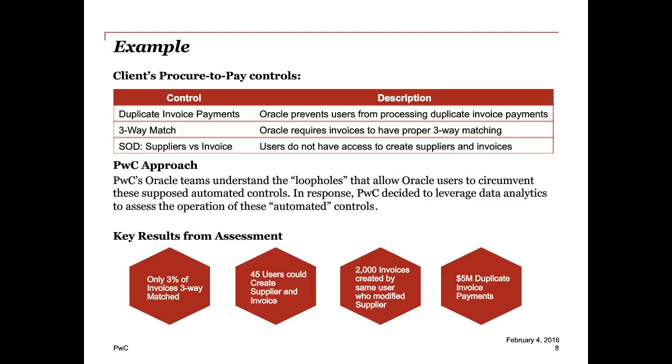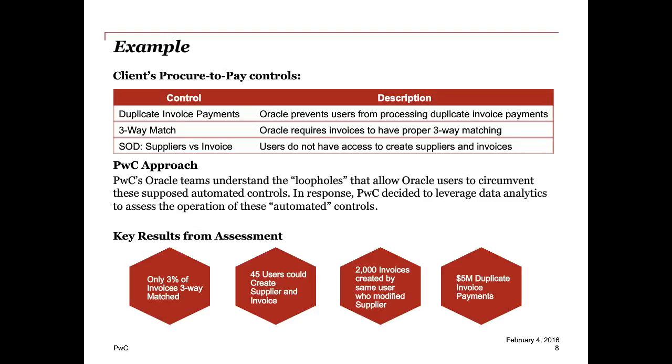And then segregation of duties. They wanted to make sure users who had access to create suppliers did not also have access to create those invoices for those suppliers. So regular controls, they asked us to come in and use our tools and our technologies to assess, to make sure that their users were actually following these controls and any other things we could find sort of along this line.